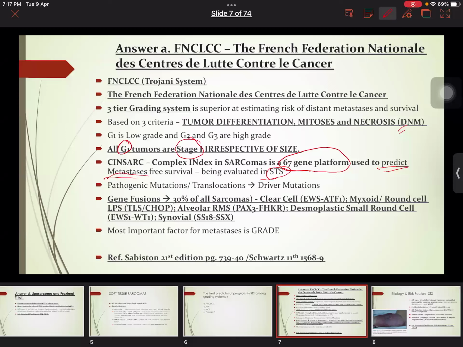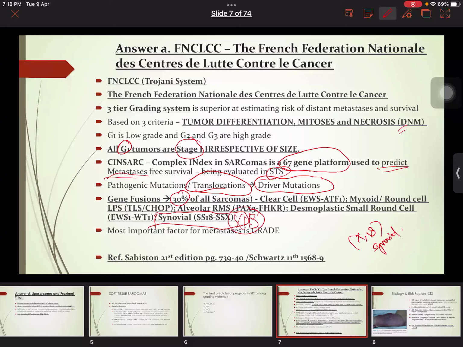As I already told you, a lot of genetic mutations and rearrangements or translocations happen. These are taken as a factor as far as the diagnosis of the sarcoma itself is concerned. Gene fusions happen in 30% of all sarcomas, which is very significant. Some of the gene fusions which are always taken into consideration: for example, in synovial sarcomas, we talk about the X;18 translocation. The X;18 translocation will happen in your synovial sarcoma.